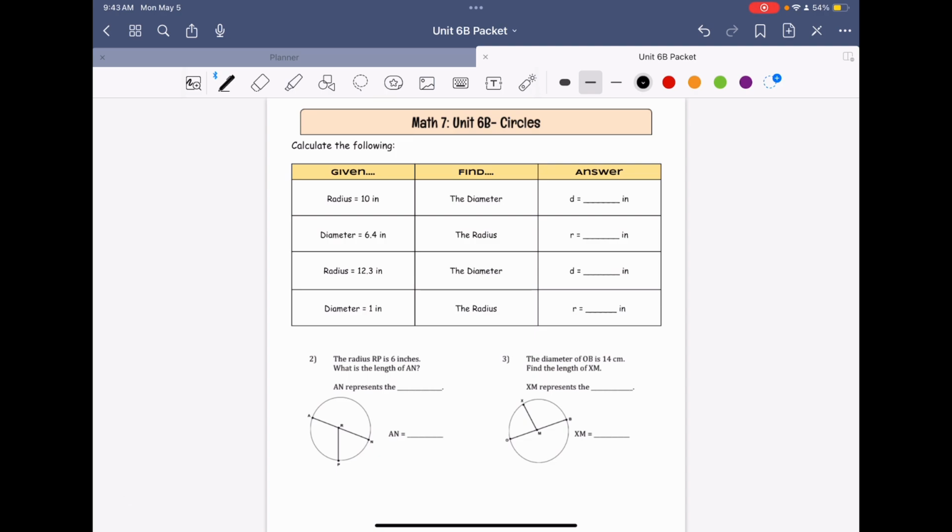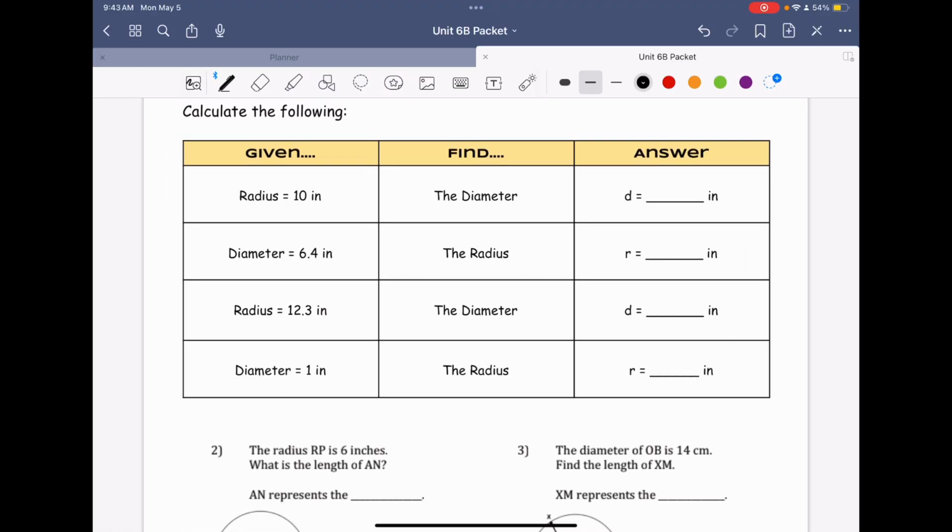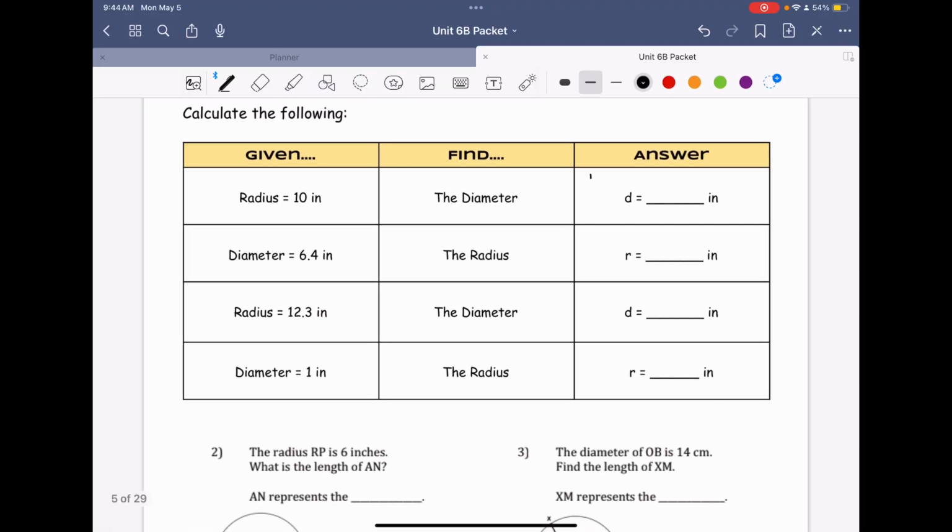It says calculate the following. If I'm given a radius or given a diameter, I have to find the other. So if the radius is 10, the diameter, well, remember, I'm going to multiply by 2. So 10 times 2, the diameter is 20. If the diameter is 6.4, remember radius is half the diameter. So I'm going to take 6.4 and divide it by 2. So my radius is 3.2.